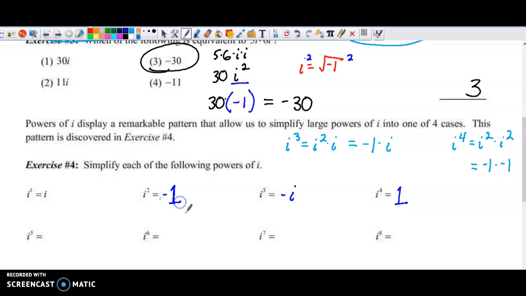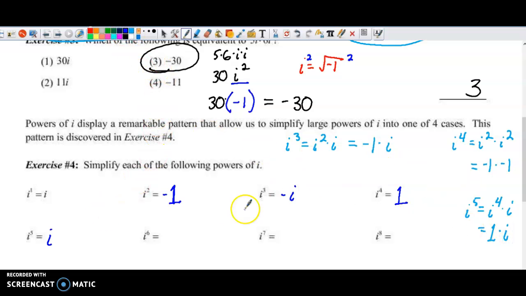So we have this pattern going on: i, negative 1, negative i, 1. If I take it to the 5th power, it's actually going to go back to i. So again, I'm trying to keep it clean, but let's think about how i to the 5th is equal to i to the 4th times i. Well, if i to the fourth is equal to 1, 1 times i gives me i.